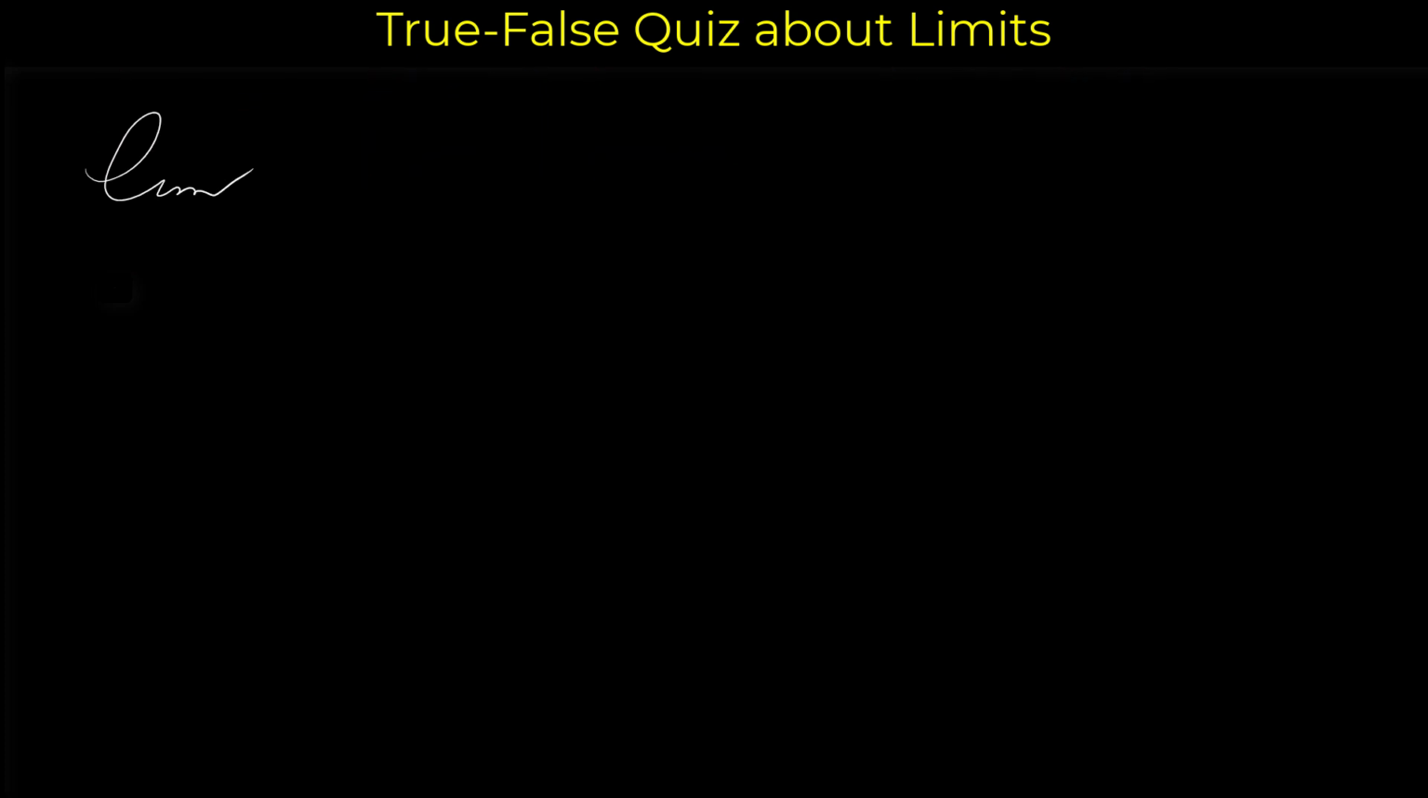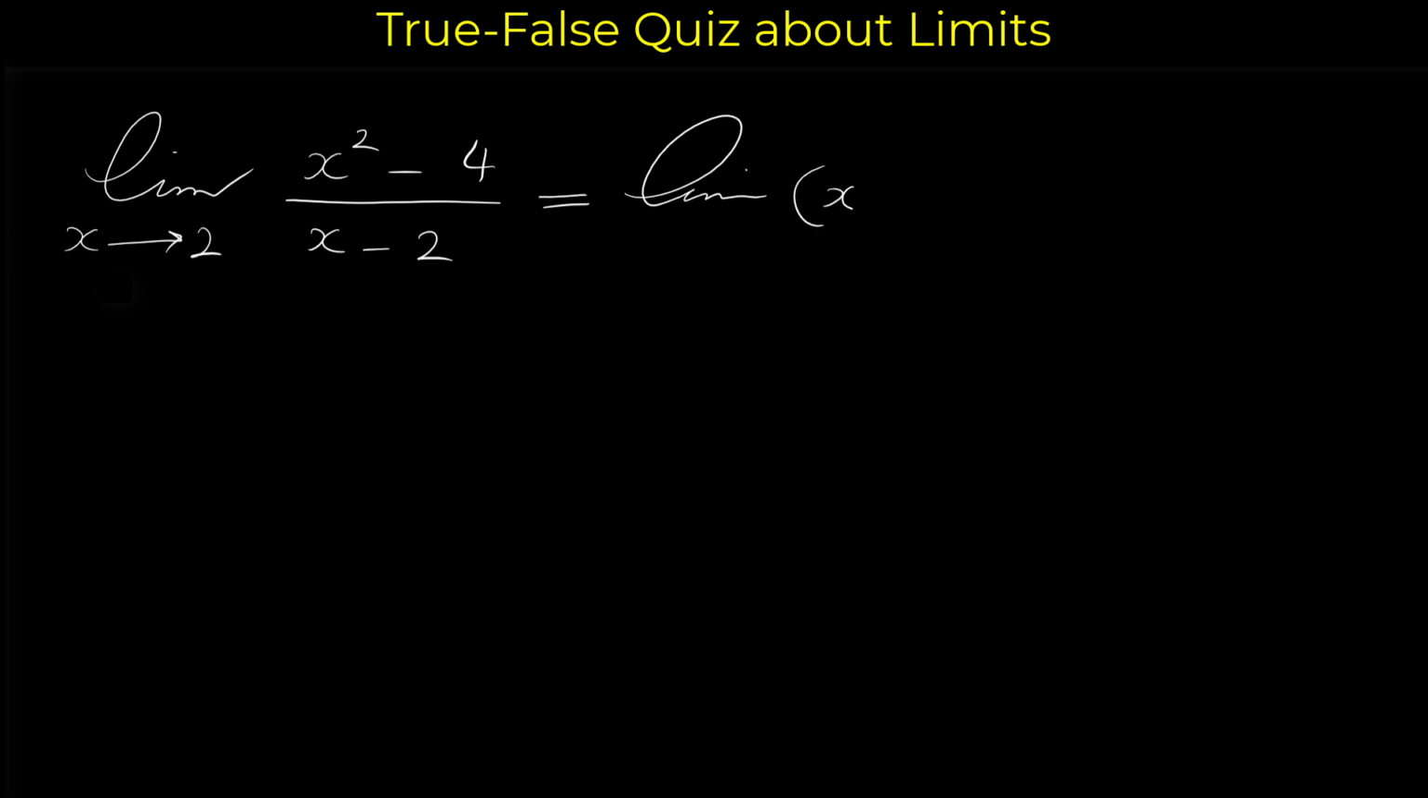Now look at this statement. The limit as x approaches 2 of x squared minus 4 over x minus 2 is equal to the limit of x plus 2 as x approaches 2. We want to figure out if this statement is true or false.